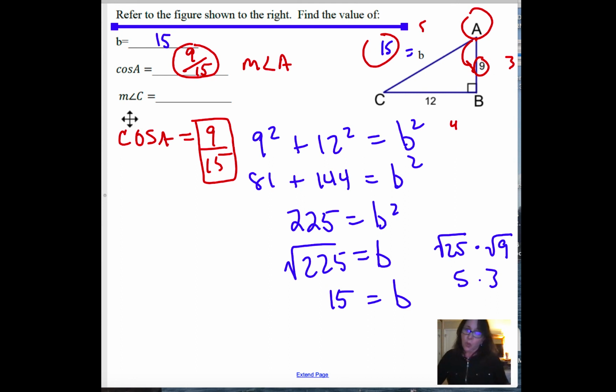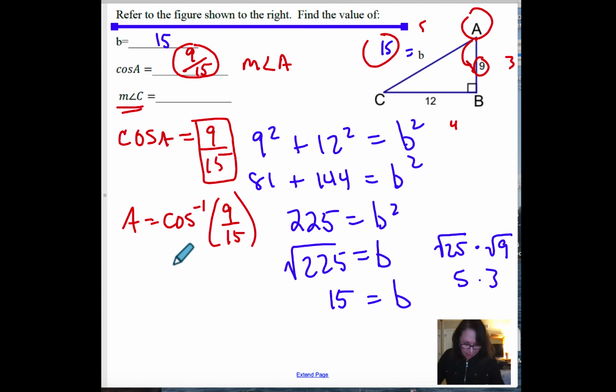But in order to find angle C, I actually need to find either angle C or angle A to solve this. So I'm going to finish this problem. I'm going to say angle A is equal to arc cosine of 9 over 15. So you would go second cosine, so that's your arc cosine of 9 divided by 15. Close that, and then you get approximately 53. So A is approximately 53.1 degrees.